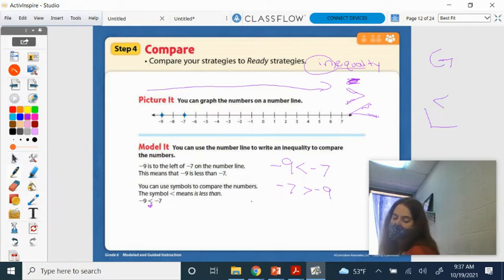Cole, what's one? Negative 6 is less than 5. So we could write negative 6 is less than 5. What's our other inequality that we could write?